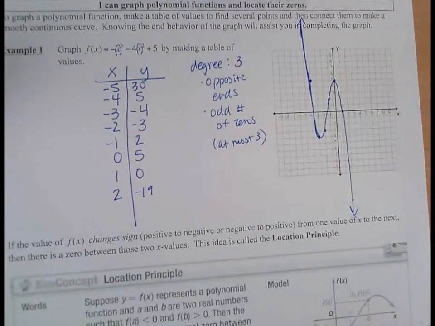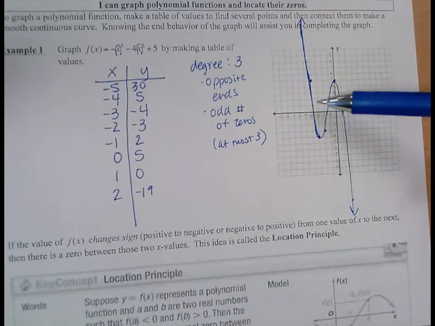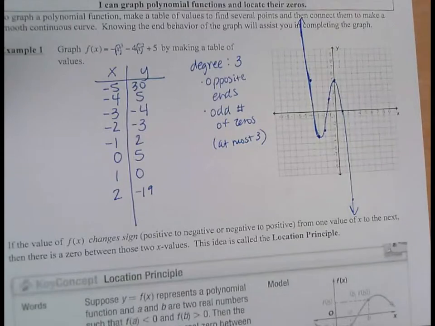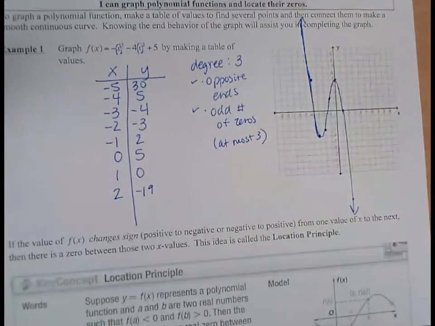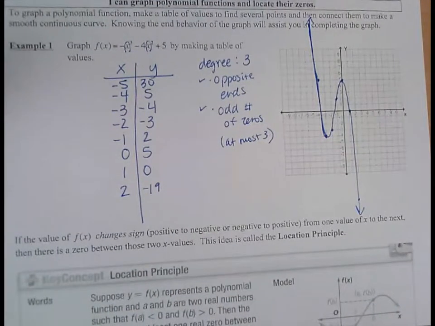Okay, any questions on that? You'll have a chance in a moment to graph one yourself. And when I check the zeros, I do have an odd number, and there are 3. So I don't have more than 3, but I do have an odd number, so these points check off. I know my graph makes sense based on the degree. Okay, that is how you graph.